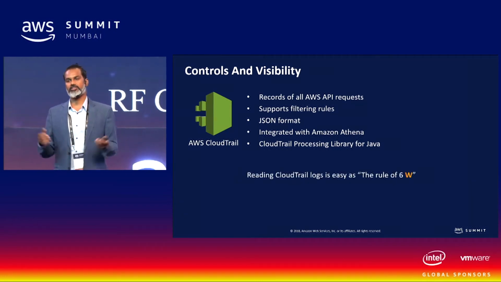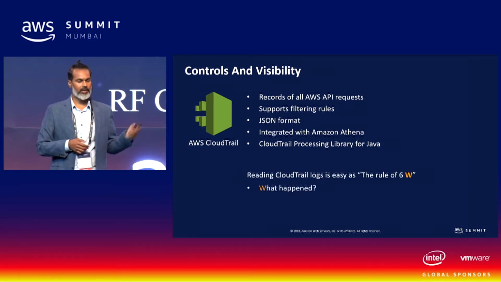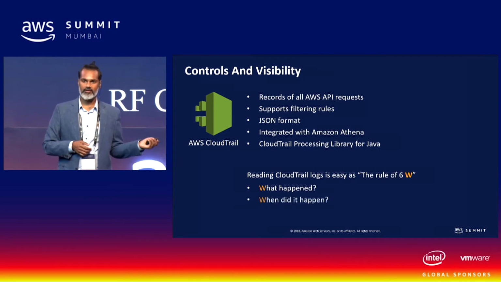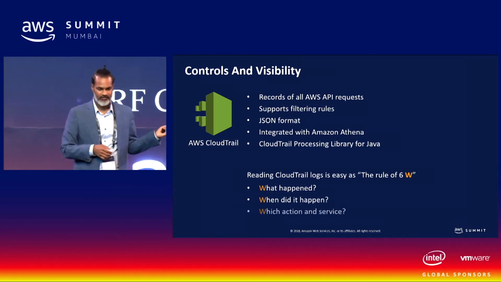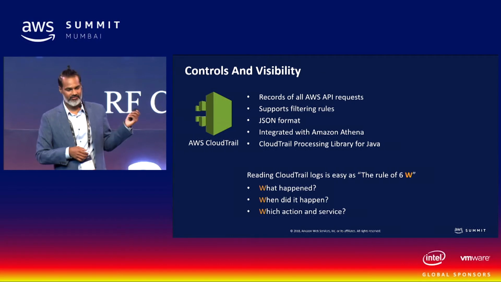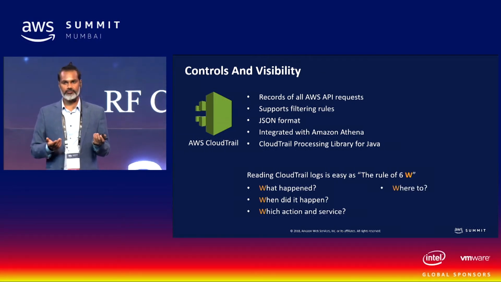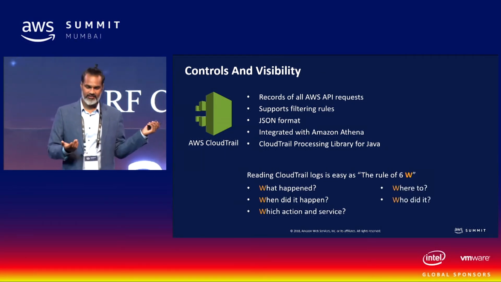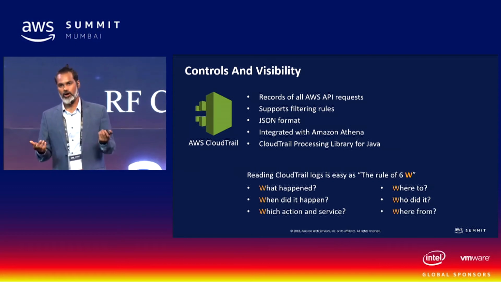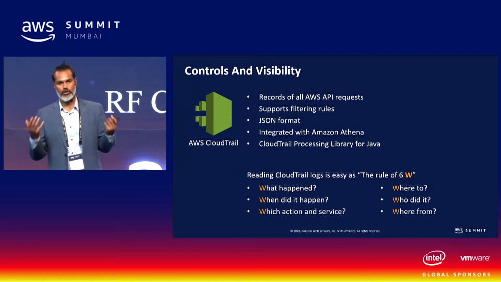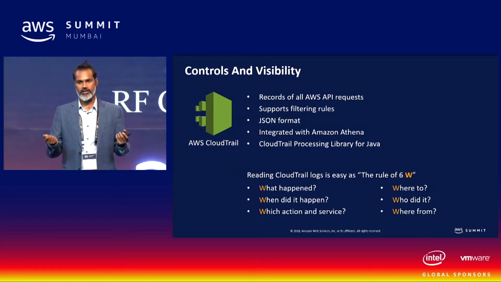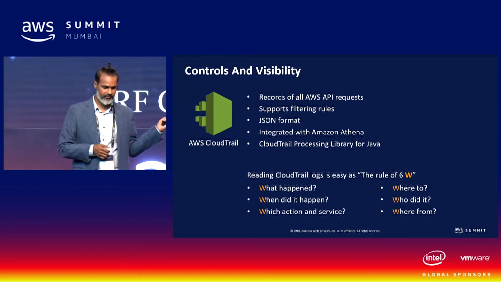Essentially, it solves the 6 Ws. What happened? When did it happen? Which action in service? Where to? Who did it? And where from? So these are the 6 Ws that we solve with control and visibility with CloudTrail logs.